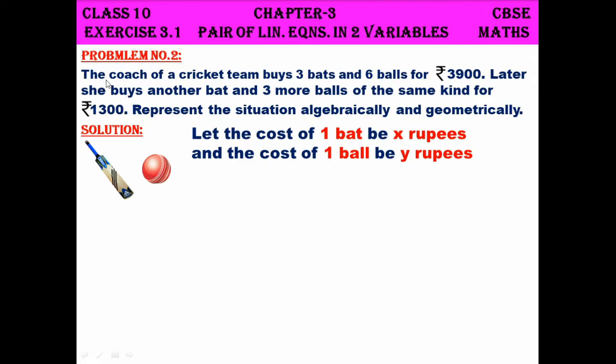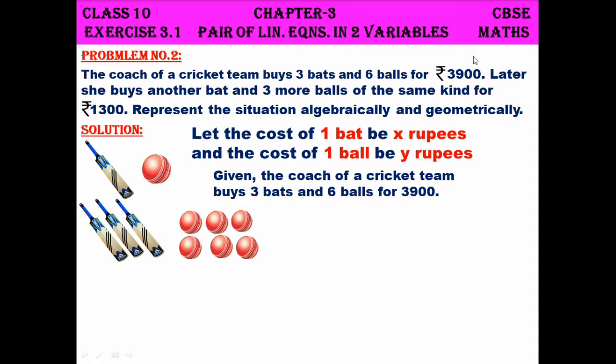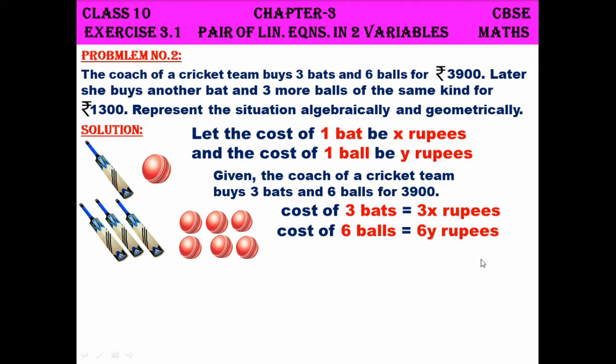Y rupees. Now the first condition given in the problem is that she buys 3 bats and 6 balls for 3,900 rupees. So as I have told you, the cost of one bat is X rupees, so 3 bats are going to cost 3X rupees, and one ball costs Y rupees, so 6 balls are going to cost me 6Y rupees, and the total cost of 3 bats and 6 balls is 3,900. That gives me the first equation as 3x plus 6y equals 3,900, right?